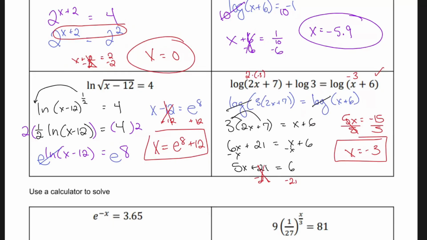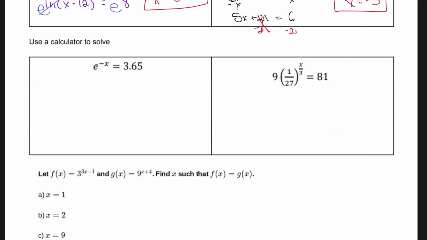All right, let's use a calculator to solve. So what we'll do is we'll do as much as we can, and then we'll pull up our calculator. We'll use the TI-84 Plus. We'll pull up our calculator and let the calculator do the rest. Thank goodness only one of those.